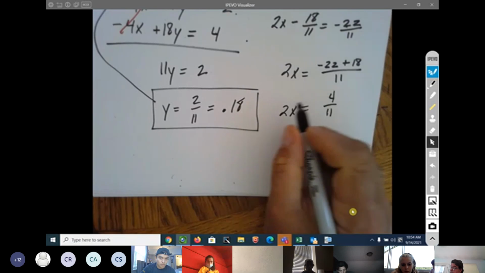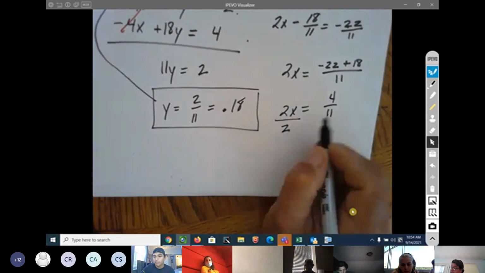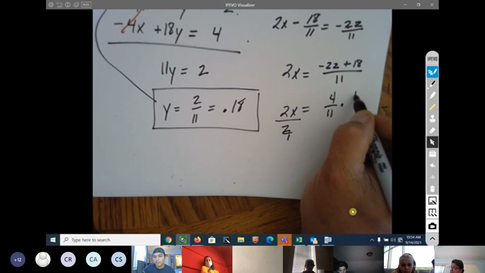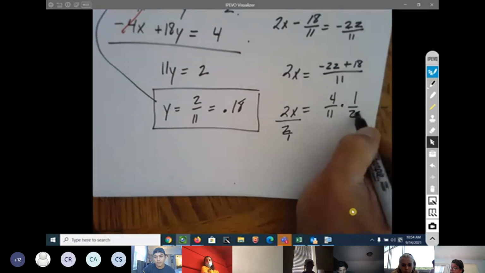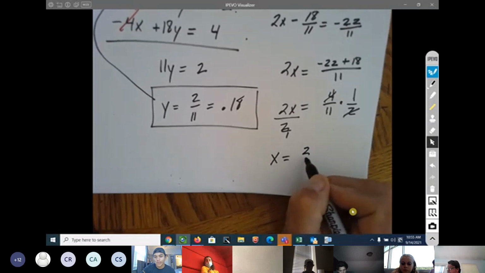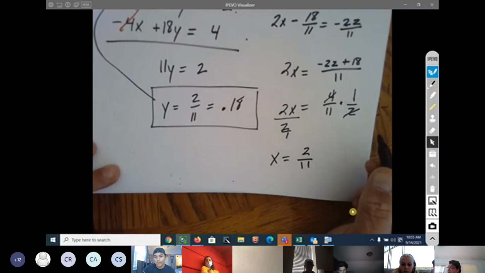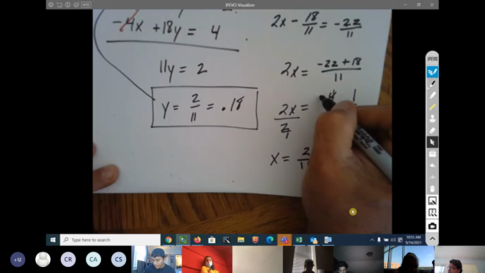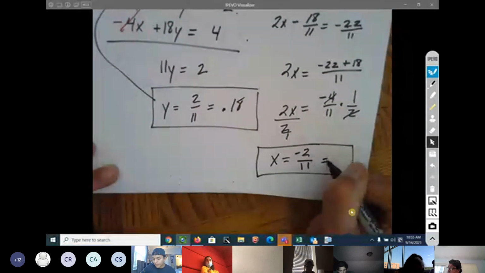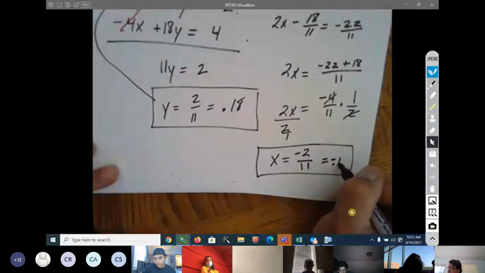Divide by 2, which is multiply by 1/2. X is equal to 2 over 11. And that's supposed to be negative. Equals negative 0.18.